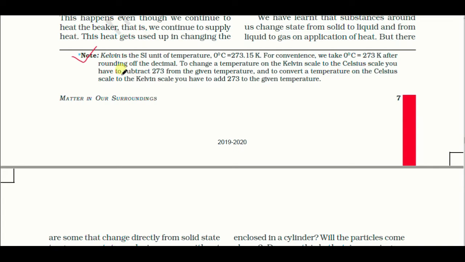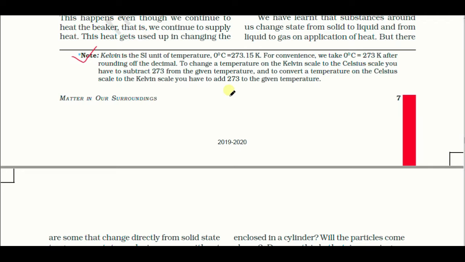After rounding off the decimal, to change the temperature on the Kelvin scale to the Celsius scale, you have to subtract 273 from the given temperature, and to convert the temperature on the Celsius scale to the Kelvin scale, you have to add 273 to the given temperature. That means if we want to convert the Celsius or centigrade scale into the Kelvin scale, then we have to add 273. Clear?